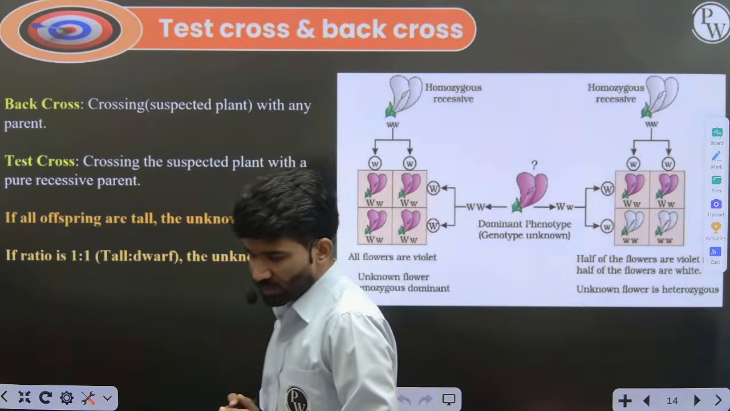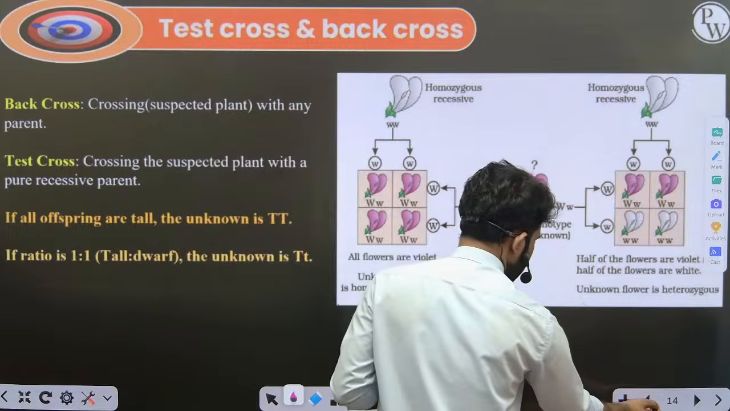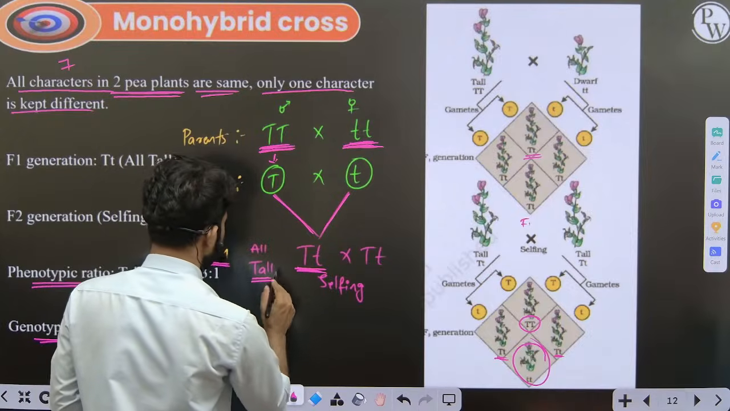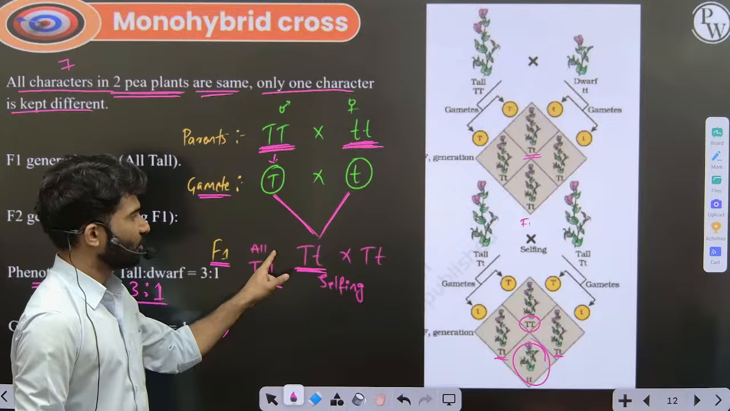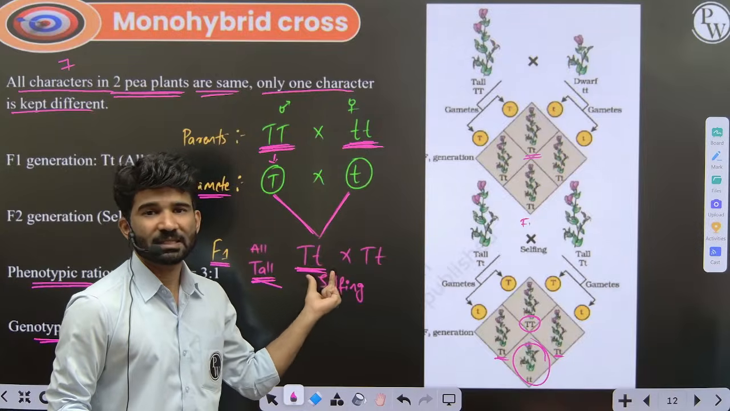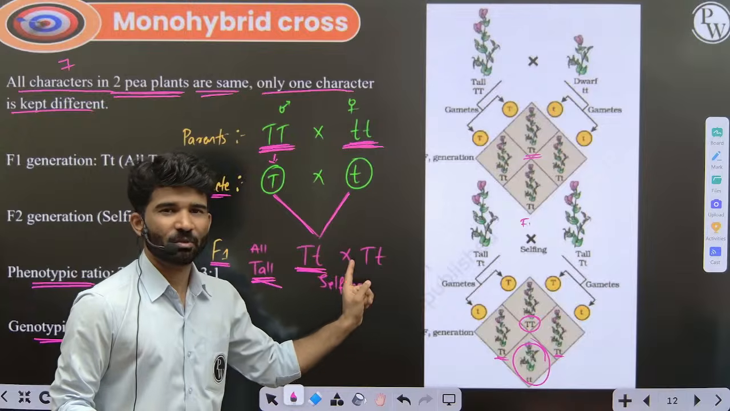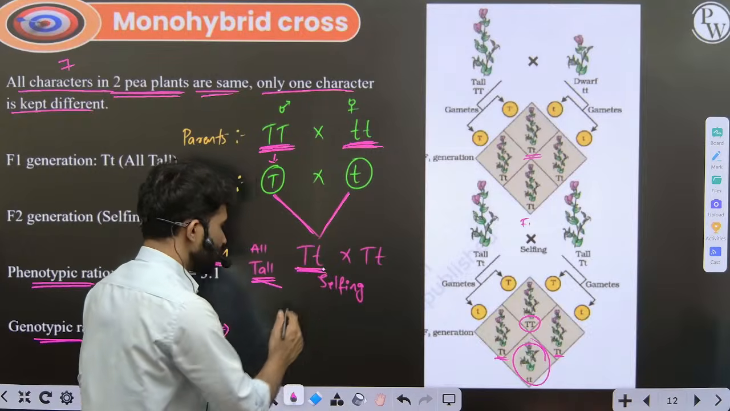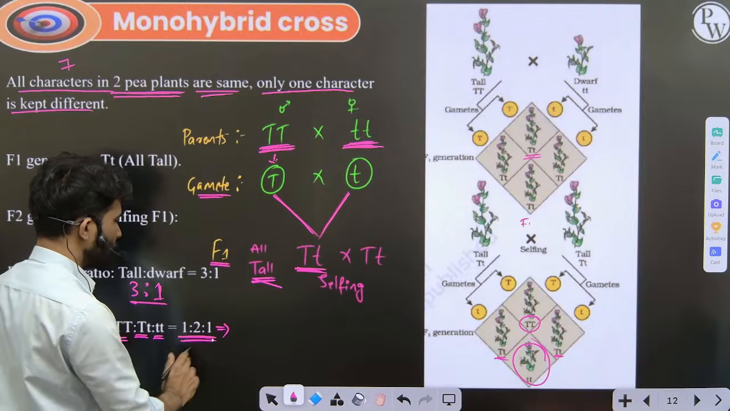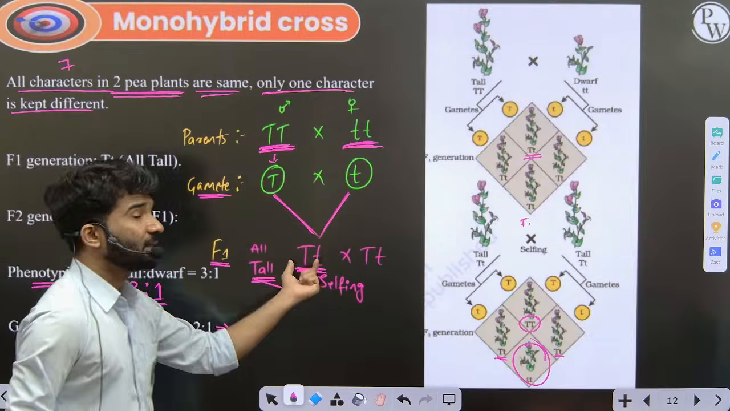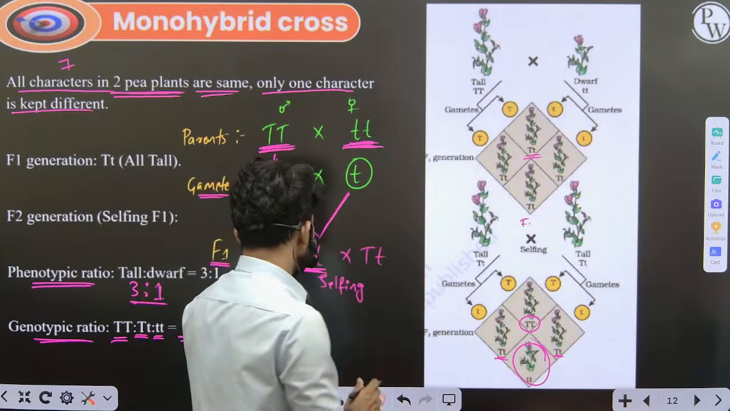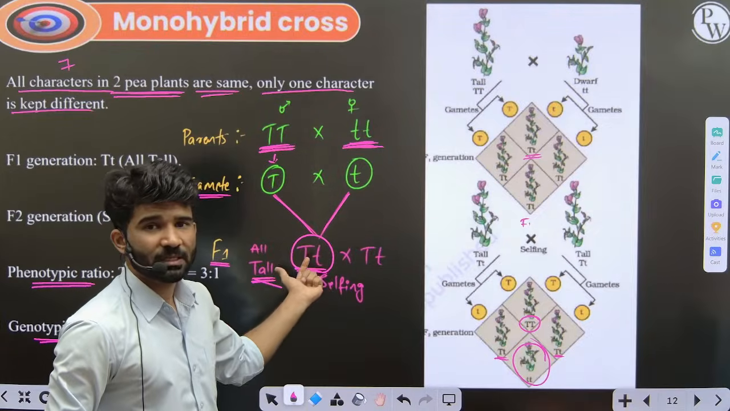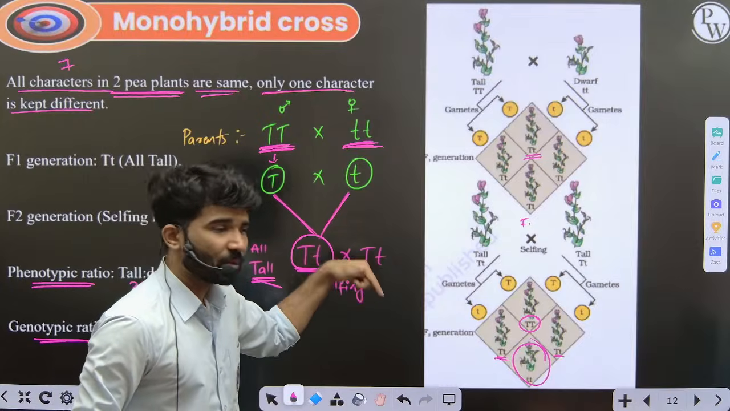So again, as already in the previous monohybrid cross, we got in the F1 all tall plants, but you have to check what type of alleles it has, whether it is homozygous or whether it is heterozygous. We have to know that. So we have to determine the genotype. Then how we can know the genotype is by making a test cross. Whether the plant we got in F1 is homozygous or heterozygous, we have to test it.